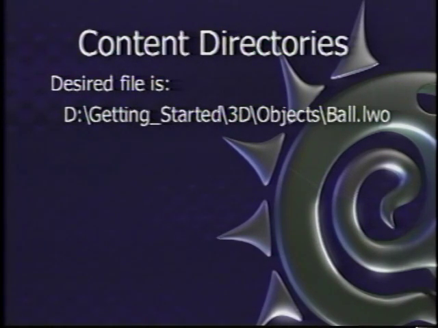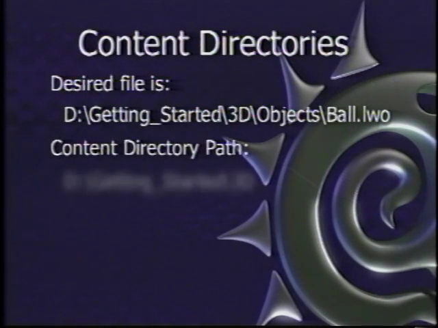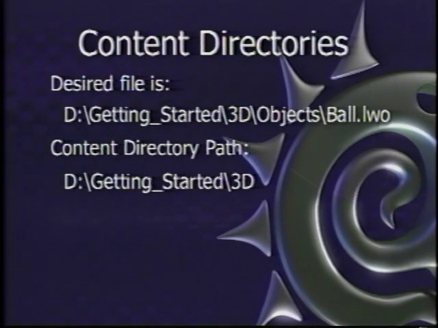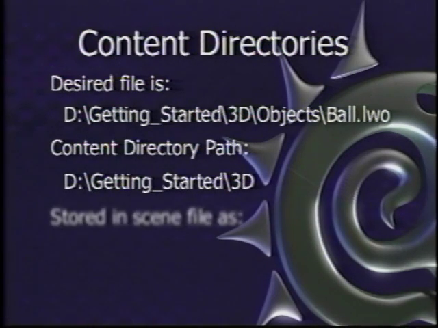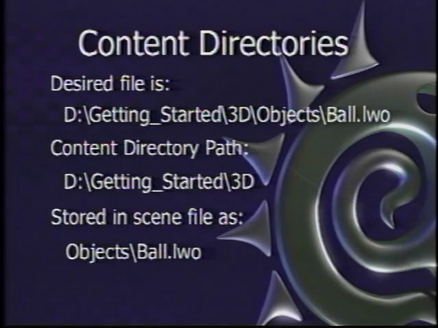So what we would define as the content directory path is the first part of that, D, getting started, 3D. So we would define that as our content directory in Lightwave and or Modeler. Then when we save that, if we do something like load an object in the scene file reference, instead of having this entire hard-coded path to that location on the drive, it would only show load object, objects, ball.lwo. This way, if you move your scene file or your objects, it doesn't matter what drive you put it on, as long as you retarget your content directory, so the first half of that is no longer drive specific. This also helps in moving from one platform type to another because, as I mentioned, PC drive names are going to be much different than Mac drive names.